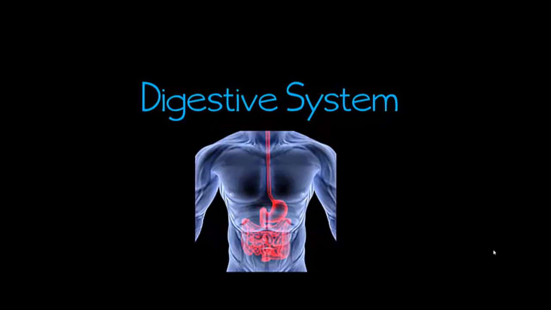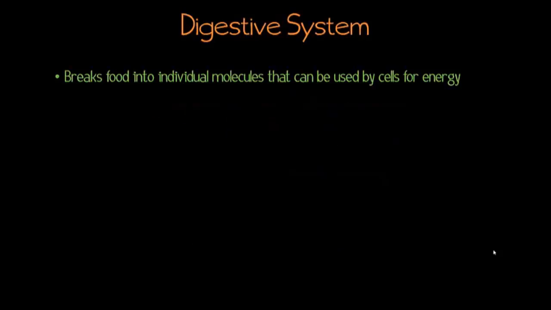In today's lesson, we're going to take a look at the digestive system. I'm pretty sure you all know what it is. It's the system that breaks down food into tiny molecules that your body can use for energy. Let's take a closer look at how the different parts of the digestive system work.